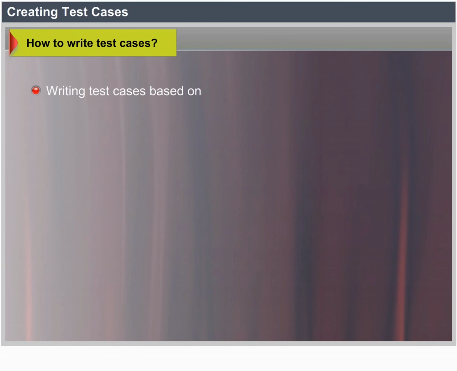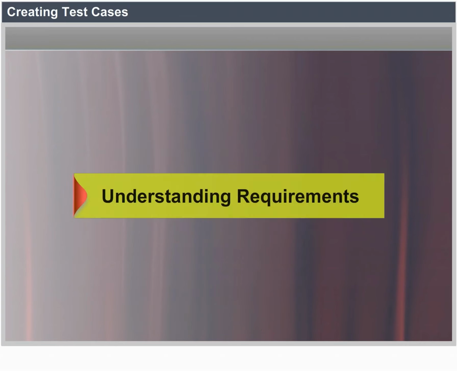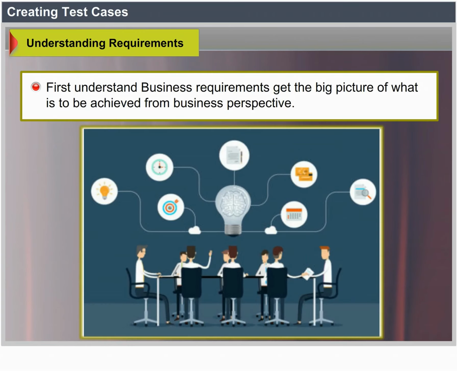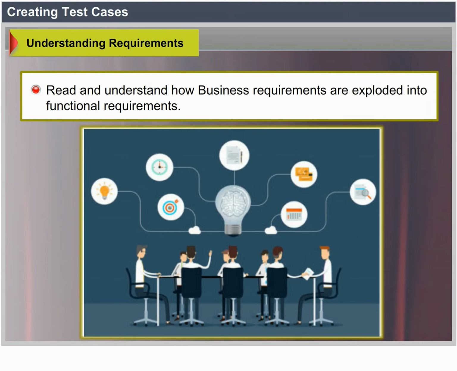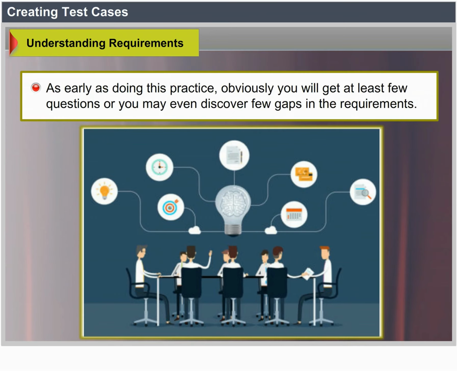How to write test cases. Write test cases based on requirements, use cases and design documents. Understanding requirements: first, understand business requirements to get the big picture of what is being achieved from a business perspective. Read and understand how business requirements are exploded into functional requirements. Go through the technical specification and UI design document to gain an understanding of how the business requirements get translated into application functionality. Once you do this exercise, obviously you will get at least a few questions, or you may even discover a few gaps in the requirements.